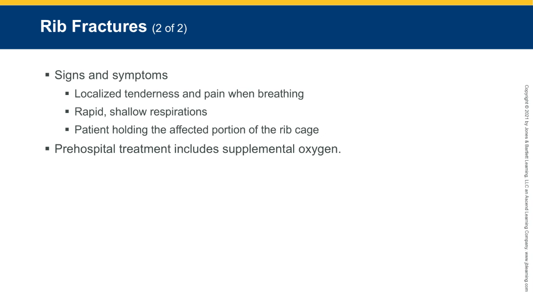Signs and symptoms of rib fractures include localized tenderness, pain with breathing, and rapid, shallow respirations. Patients often hold the affected area to minimize movement. Pre-hospital treatment includes supplemental oxygen and pain management.